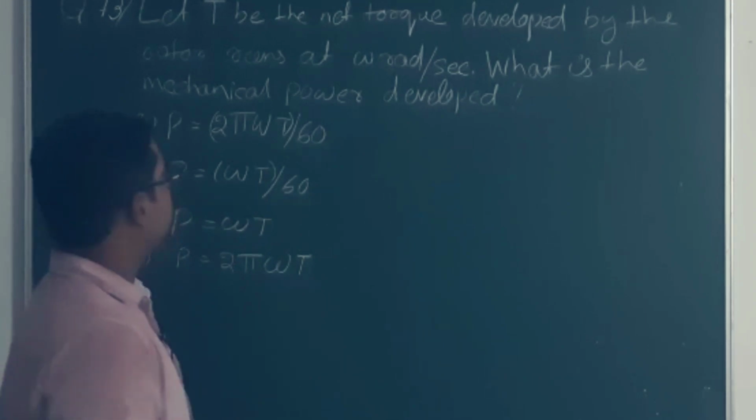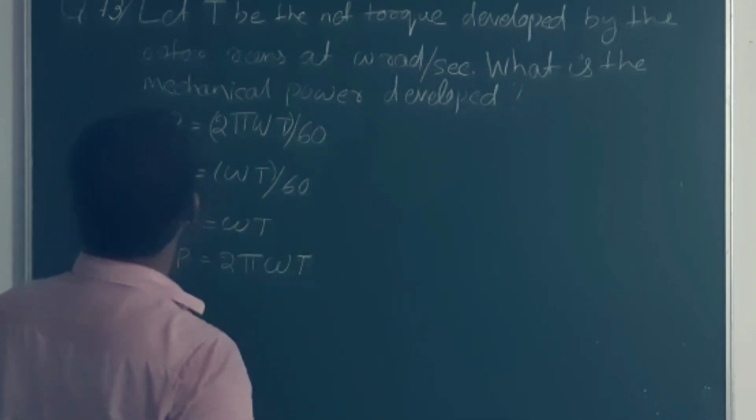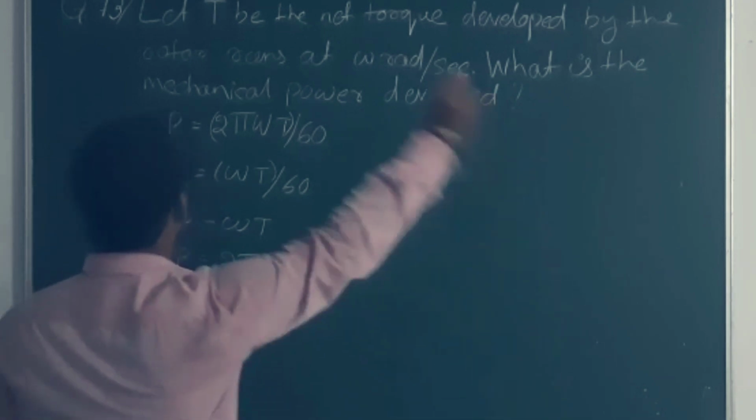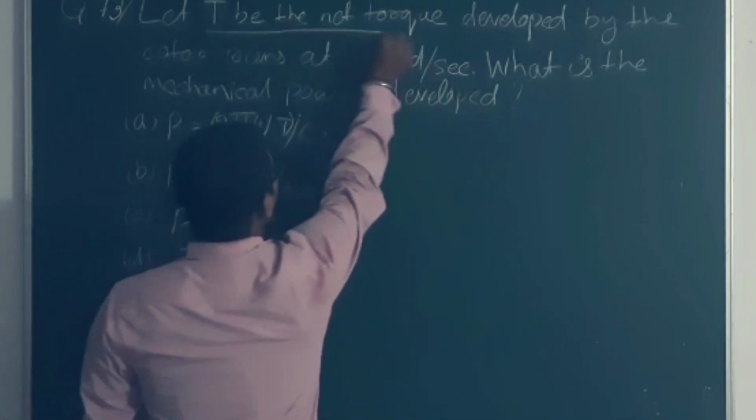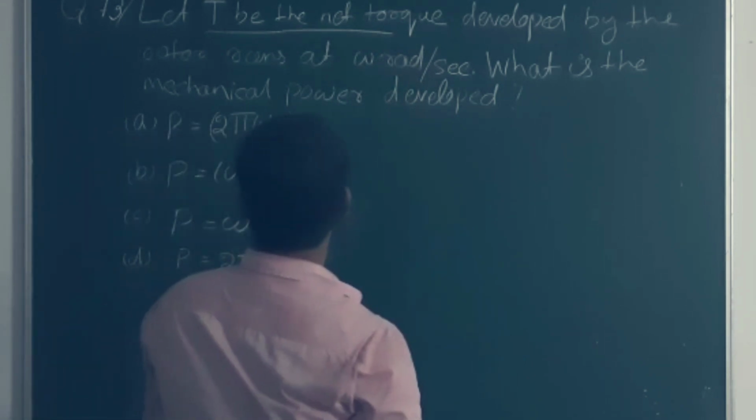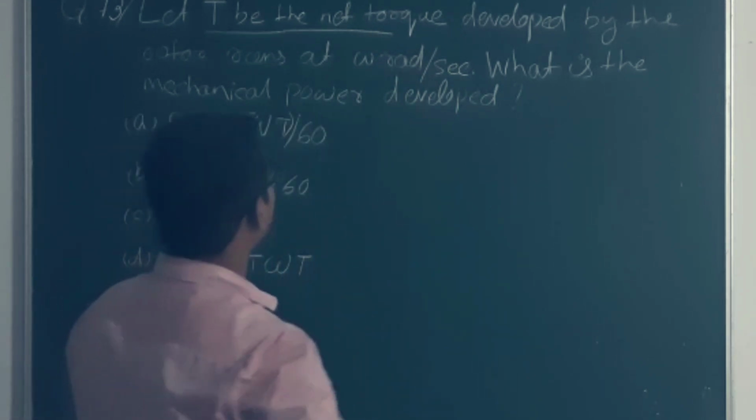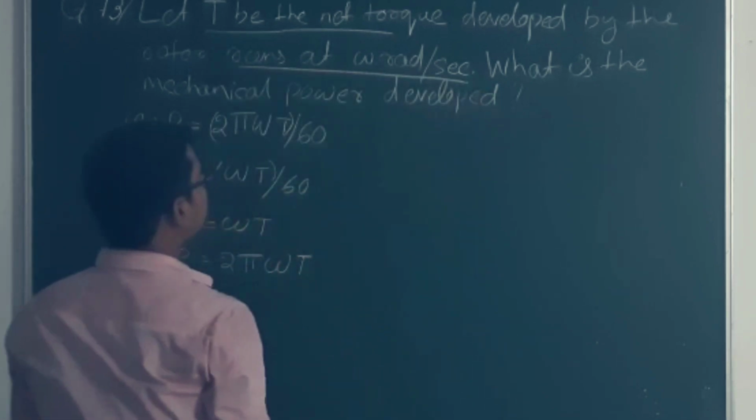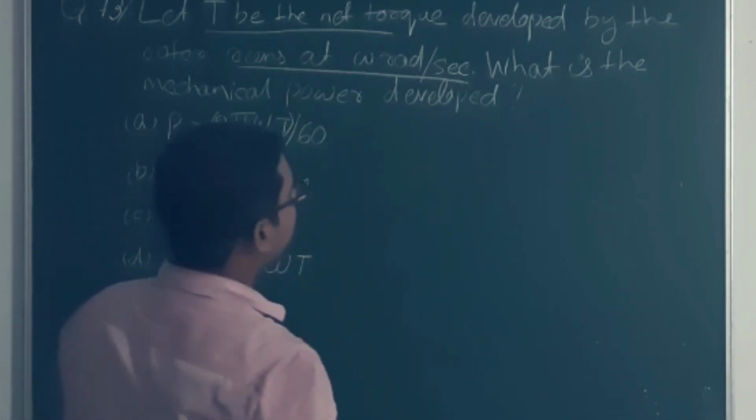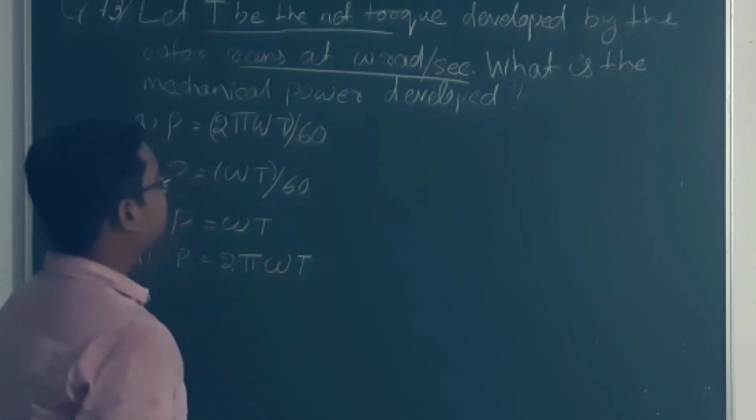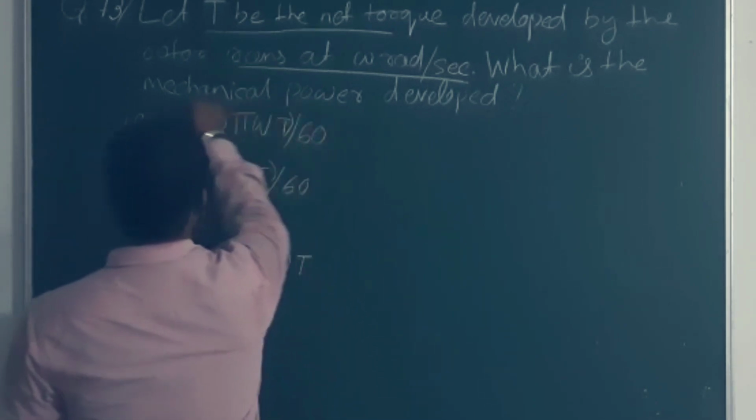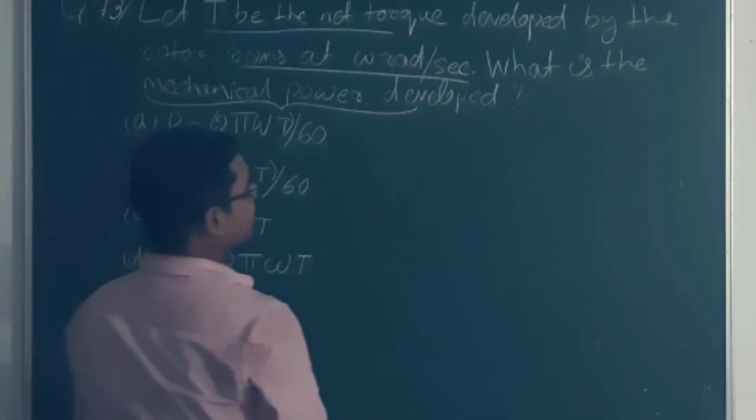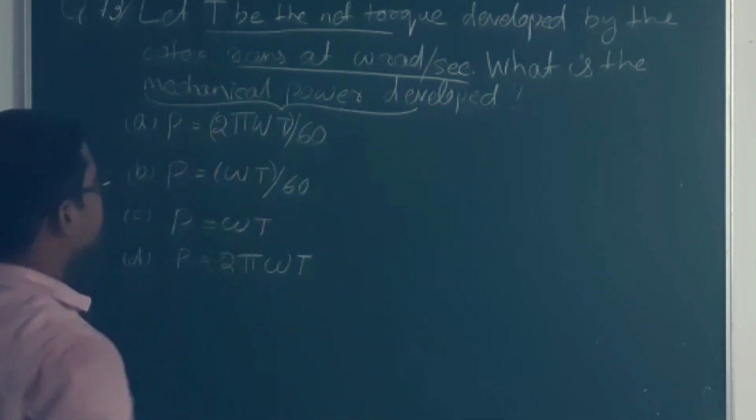So coming to question number 73. The question: let T be the net torque developed by the rotor, which runs at speed omega radian per second, meaning angular speed. Then what is the mechanical power developed? The question is to find the mechanical power. The four options are there.